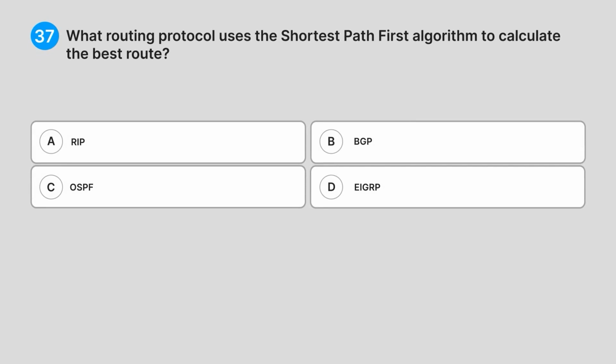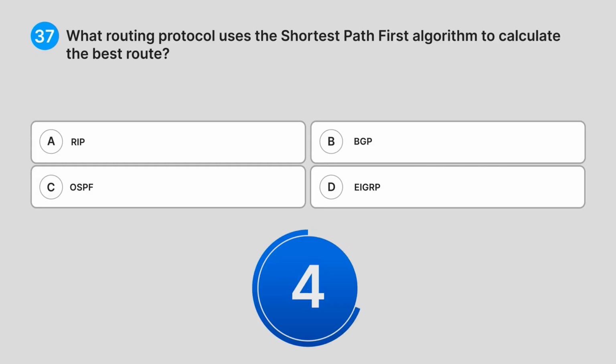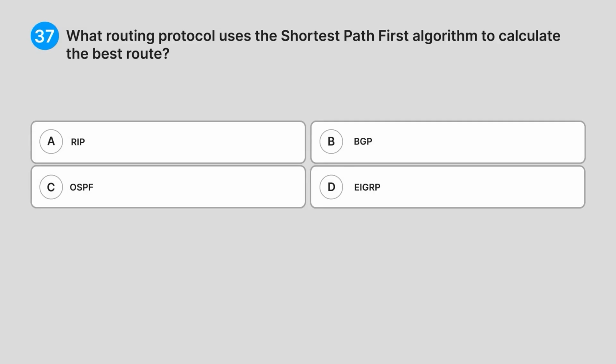37. What routing protocol uses the shortest path first algorithm to calculate the best route? A. RIP, B. BGP, C. OSPF, D. IGRP. Do you know the answer? Correct answer, C. OSPF.